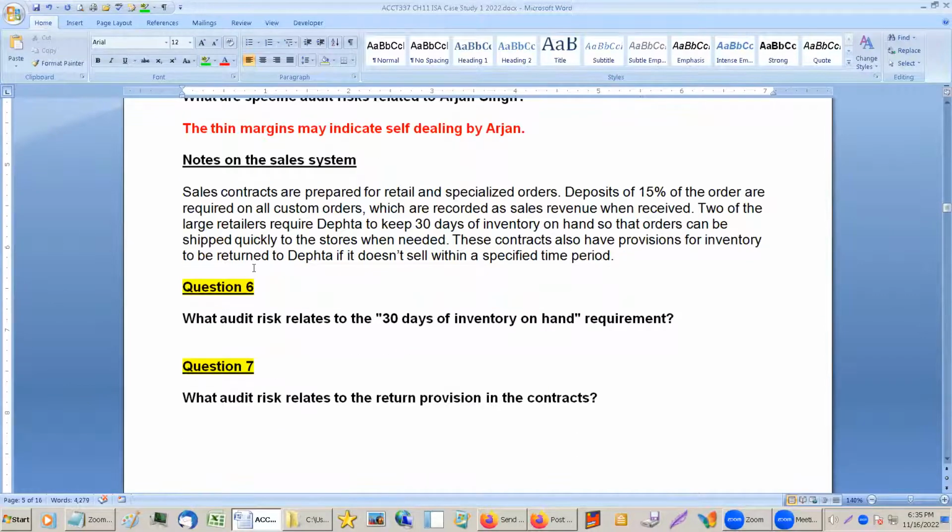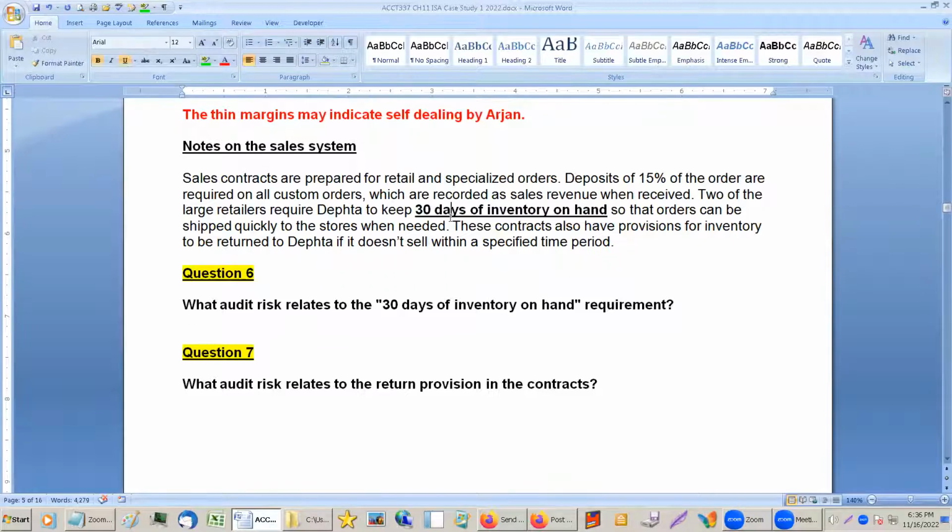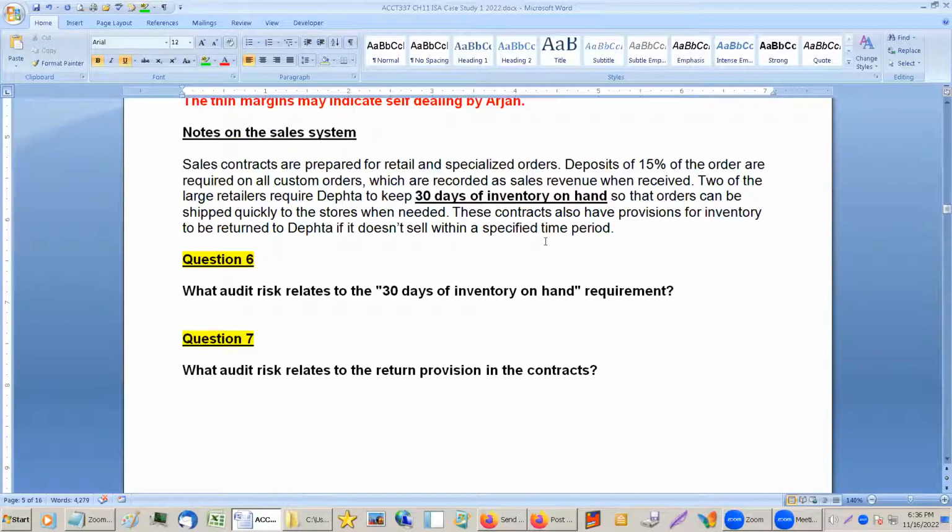Now, notes on the sales system. Oh, it's right here. So sales contracts are for the retail and specialized orders. Two of the large retailers require Alpha to keep 30 days of inventory on hand so they can be shipped quickly. Okay, so I'm going to underline that one. That's an important one. And these contracts also have provisions for inventory to be returned.